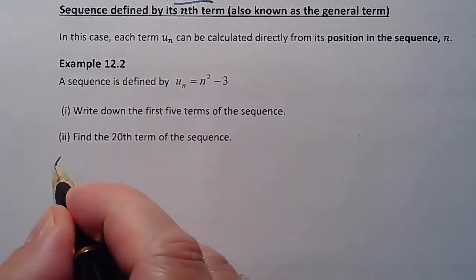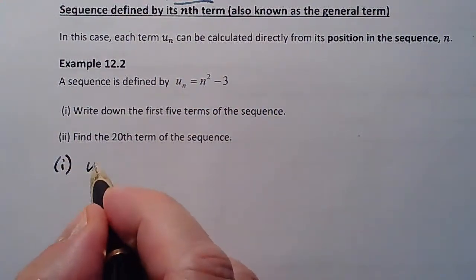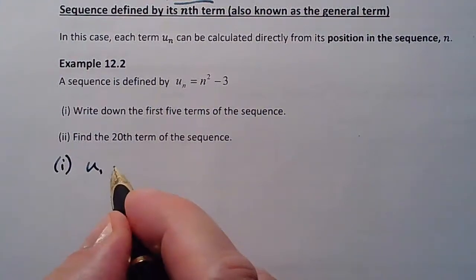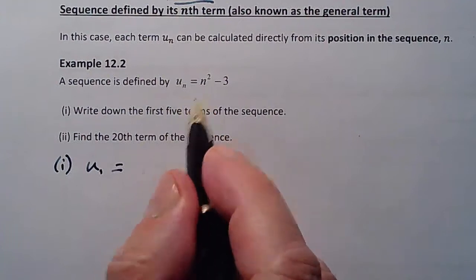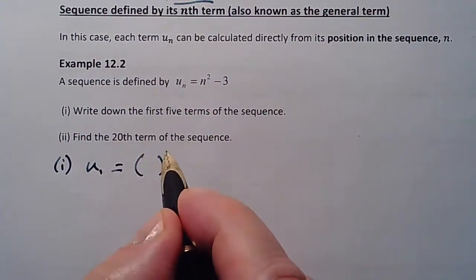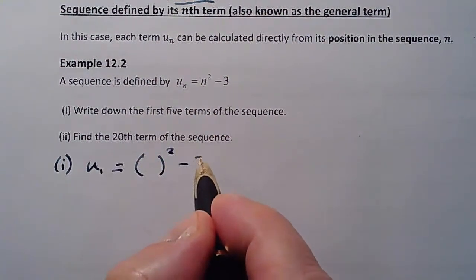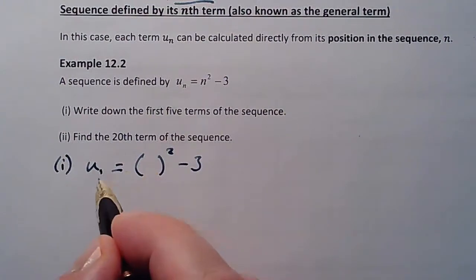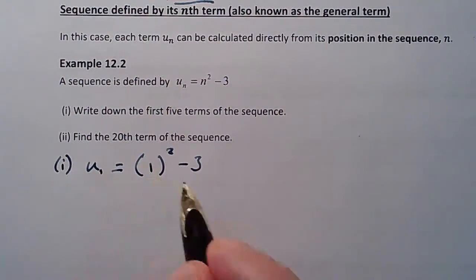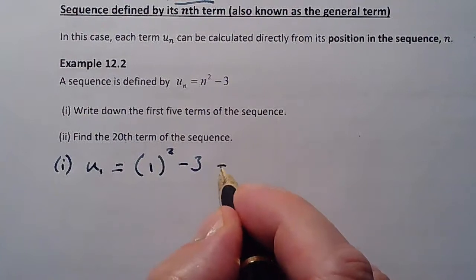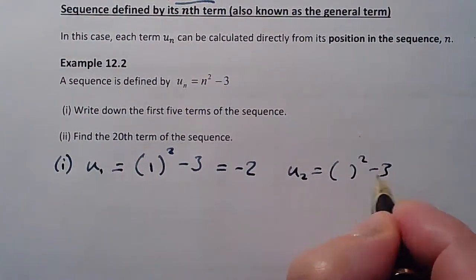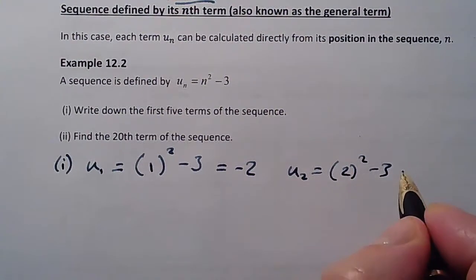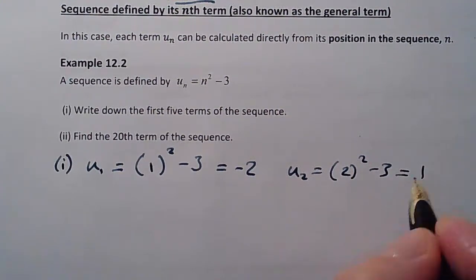So for this one, u1 just means the first term, and I copy out this, but un is n squared minus 3. And I'm subbing in first of all, n has become 1, so I put a 1 in there. So I've got 1 squared minus 3, which is minus 2. u2 equals (_) squared minus 3, but this time I put 2 in for n, and I get 4 minus 3, which is 1.